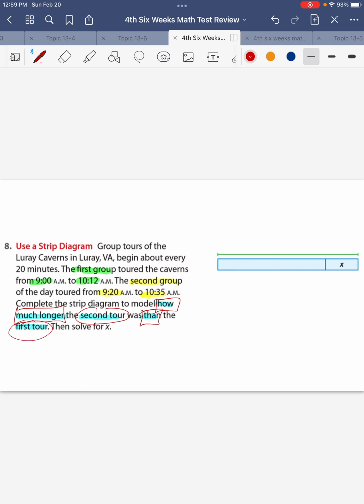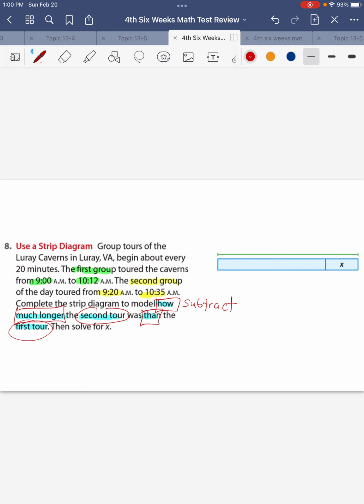Think really hard about the operation we're going to do for this problem. It's going to be subtract, because I have how much longer, and I'm comparing two things. So I know for sure at some point in this problem, I'm going to subtract. So I have my first group, and I have my second group. So for sure, I need to subtract those two groups.